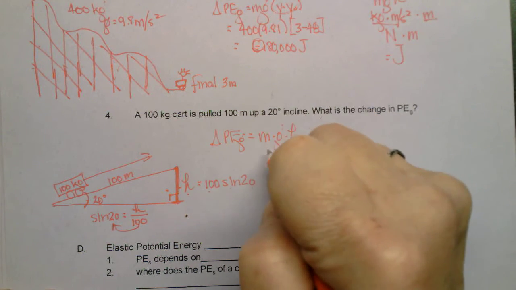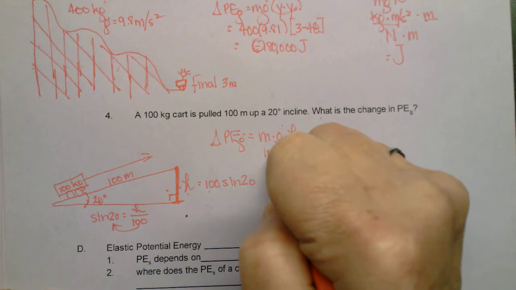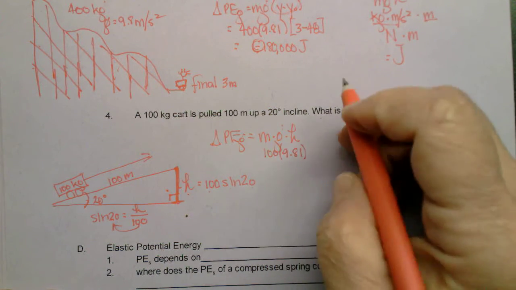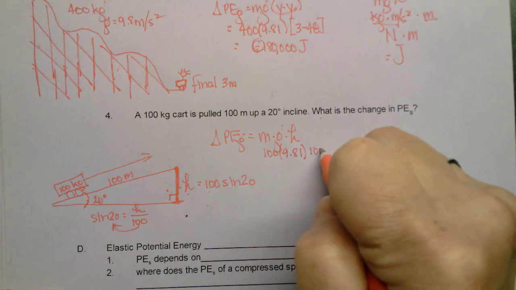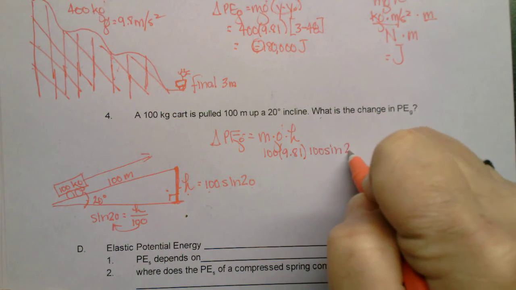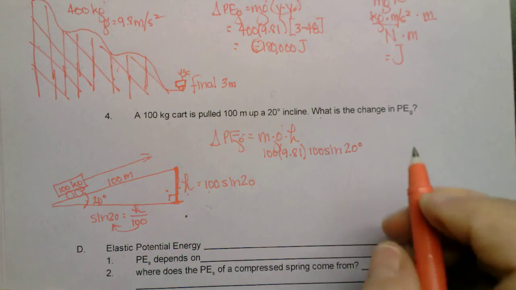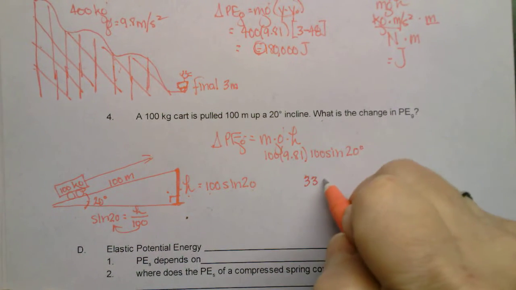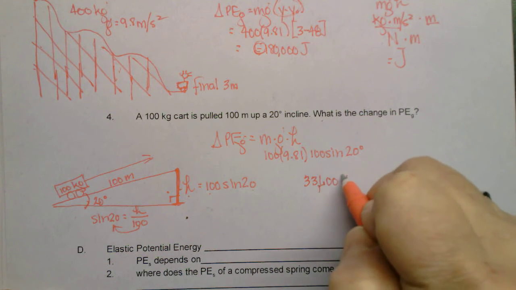Well, now I can plug all that in, and I have 100 kilograms times 9.81 meters per second squared times 100 sine of 20, and I end up with 33,600 joules to 3 sig figs.